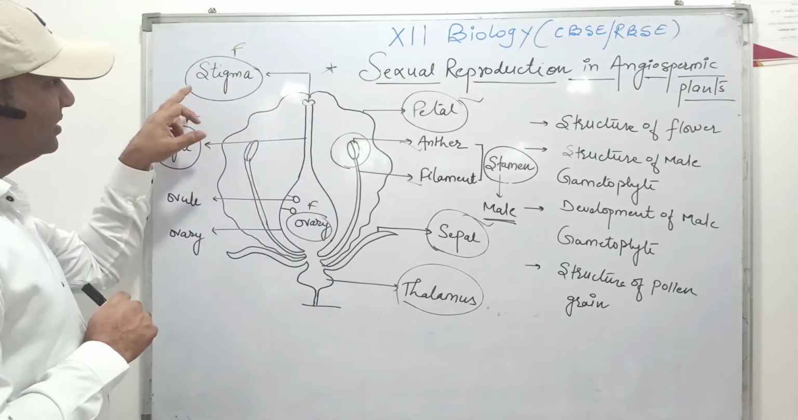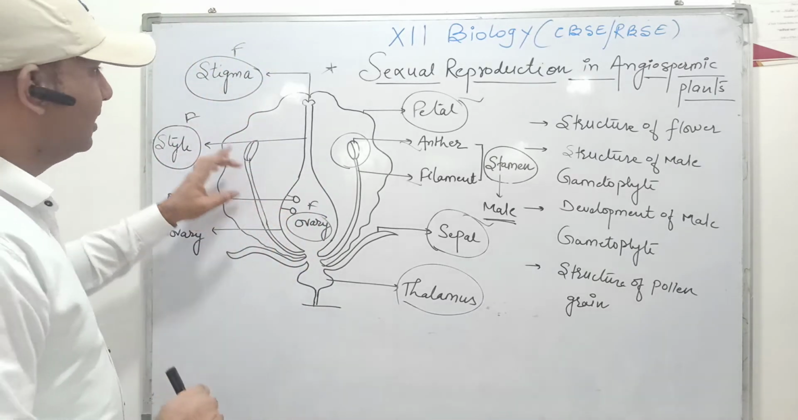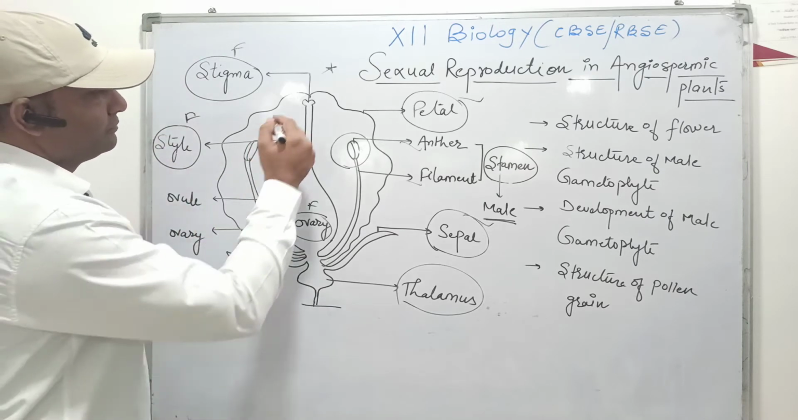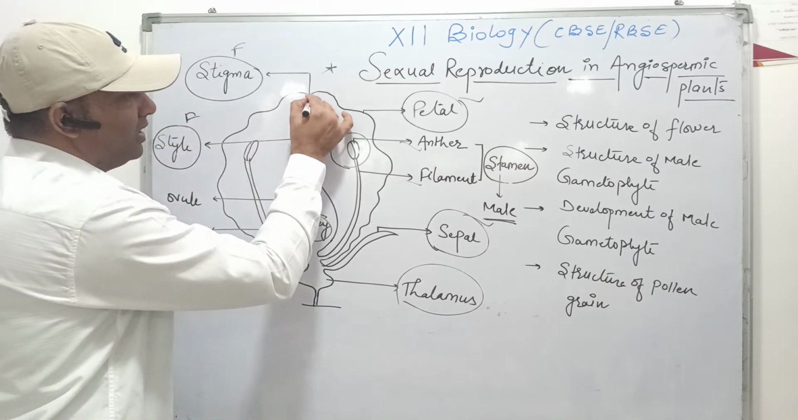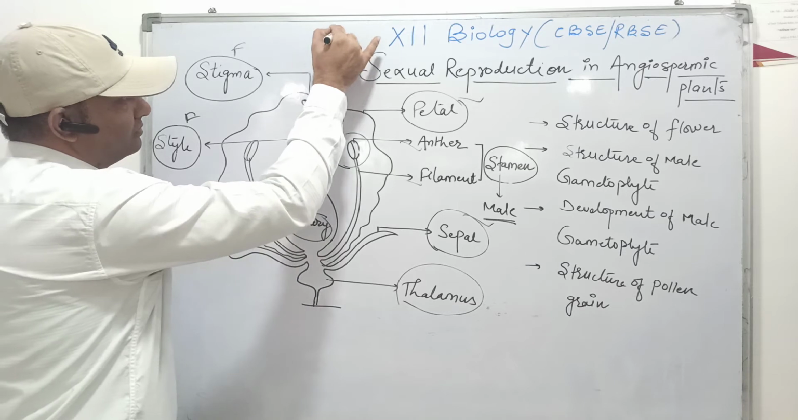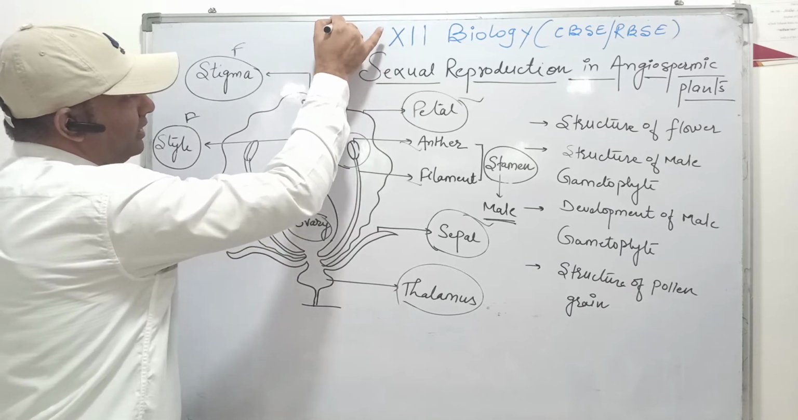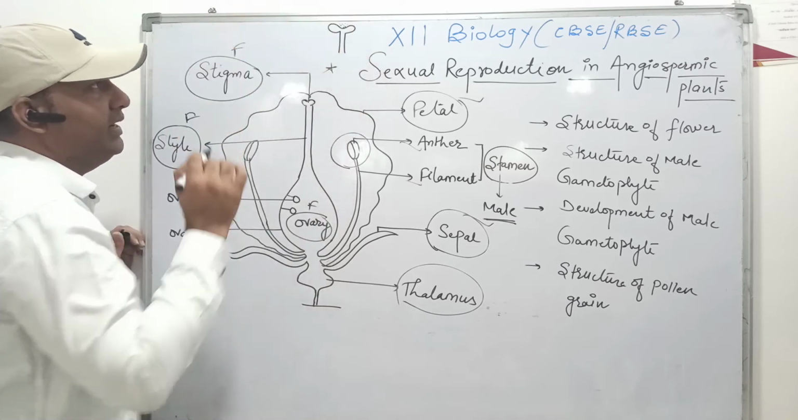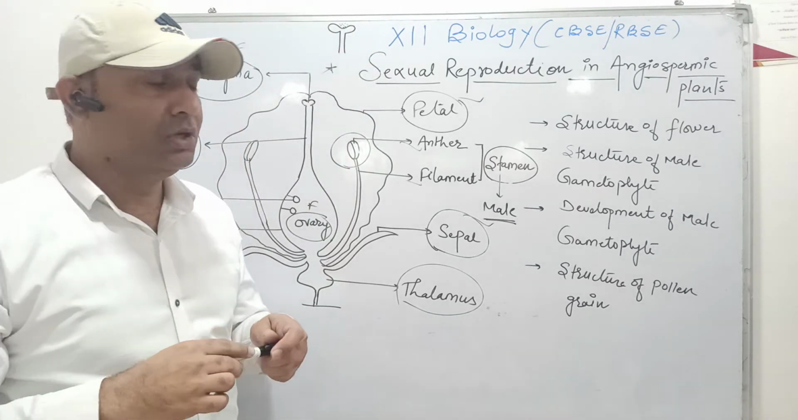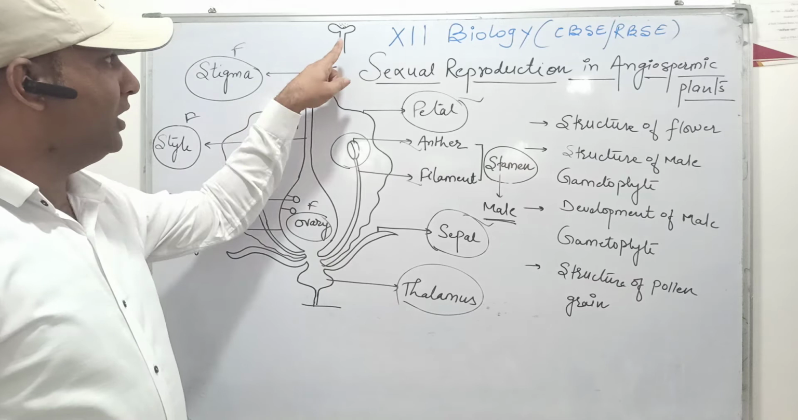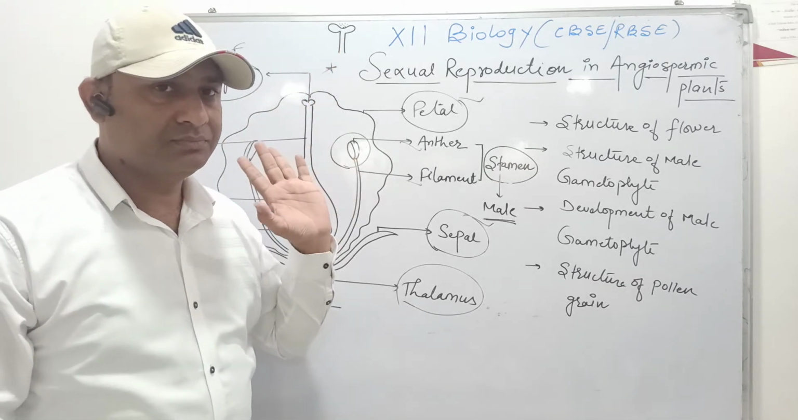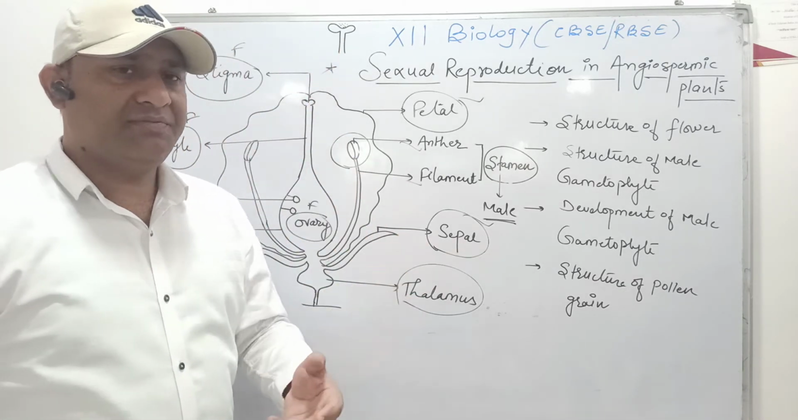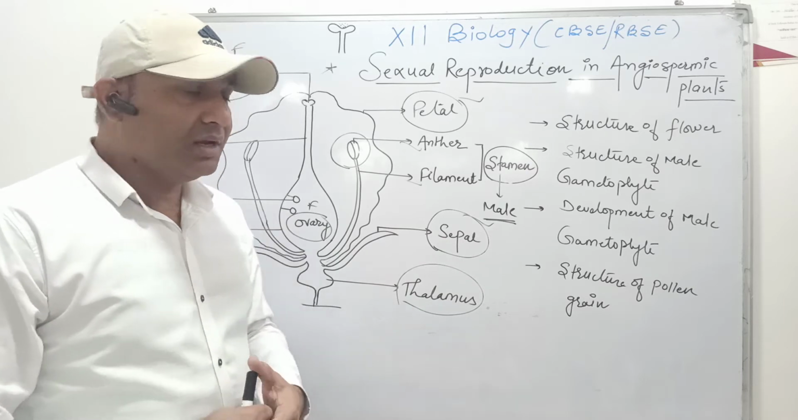Next part: stigma, style and ovary, the female part. Stigma, the upper broader part, is called the stigma. This part only receives pollen grains during the time of pollination. So the stigma receives the pollen grain during pollination. Clear? It also has some other functions, which we will discuss in the next portion.